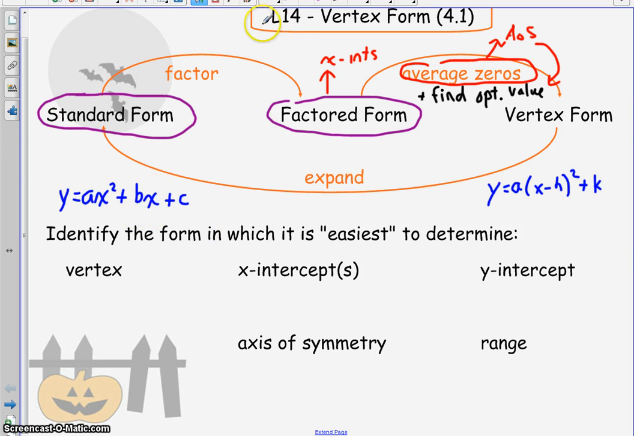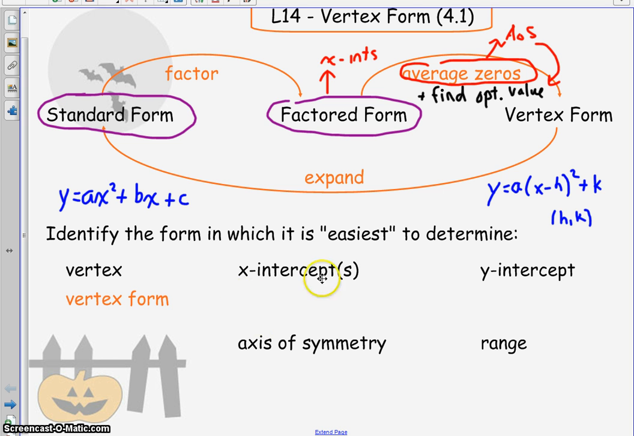Okay, so let's go through these one at a time. I've written out for reference the basic standard form and vertex form in there. Factored form, you remember, just has a potential a value in front and 2 factors. Now, with the vertex, what form is easiest to get the vertex from? You're going to look at vertex form, because that h and k from vertex form is the vertex. Once you've got that part of the equation, that key point in the parabola is known. So you want to get the vertex from vertex form.